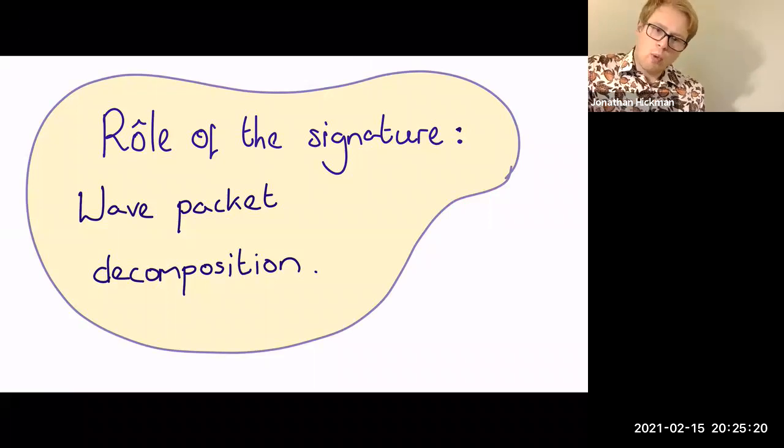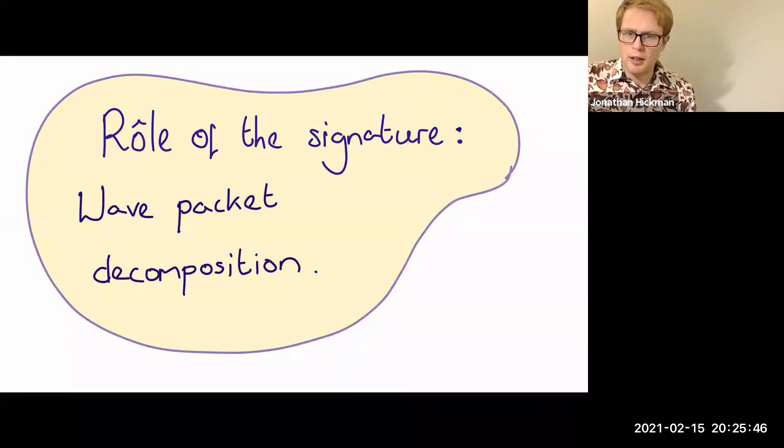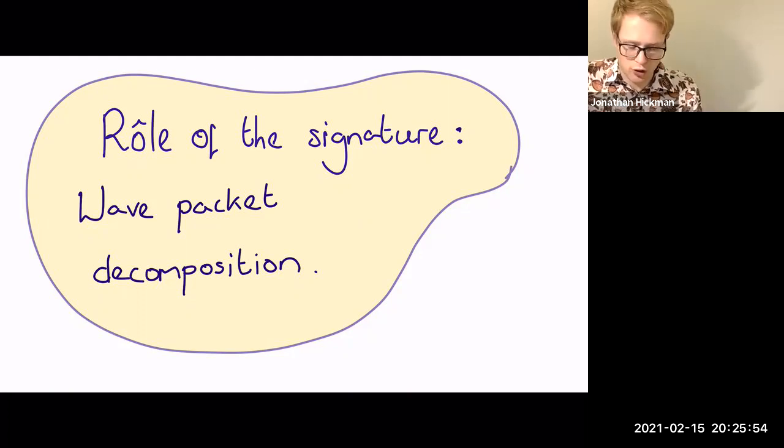Okay, so why do we see the signature appearing in these estimates? Well, that's a little bit of a complicated question, and it has more than one answer. But I want to highlight the role of the signature in just one aspect of the analysis. That's the wave packet decomposition, which I'm sure many of you are familiar with. My plan is to finish off this mini lecture by briefly reviewing the wave packet decomposition and highlighting one feature of this tool, which relates to the signature of the underlying quadratic form.